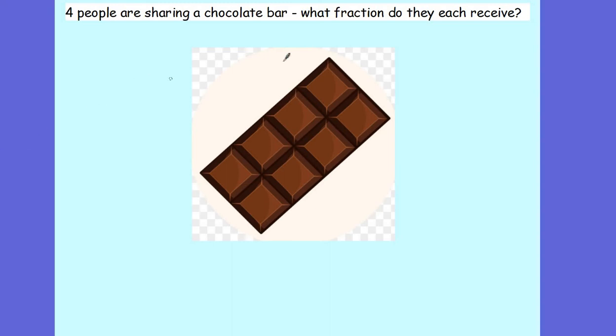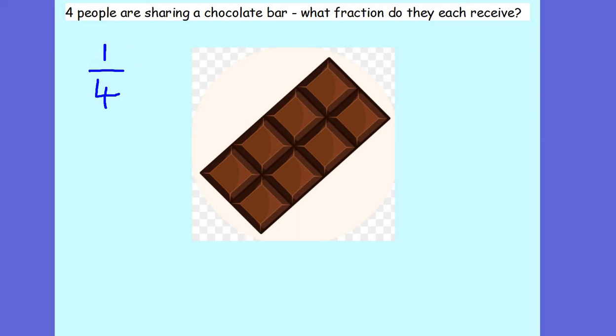So let's go through it. If I've got a chocolate bar, and this chocolate bar I'm representing as a whole, or 1, and I want to share it between 4 people, each of those people is going to get 1 quarter. 1 whole, divided by 4, would share it out equally.